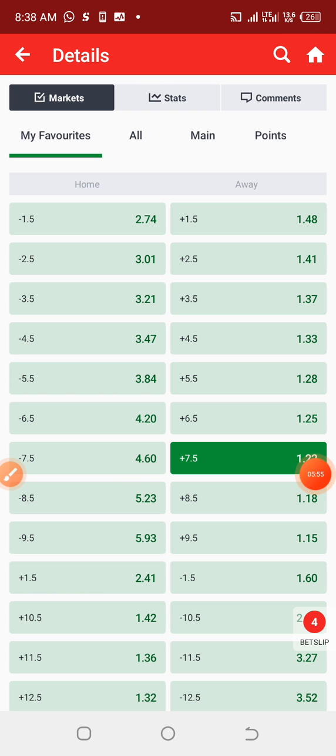So currently we are having +7 for the away team, which means the home team must not exceed that 7 points. But if you want to play more safe, we have another option which is +9.5, but the odd is kind of 1.15. So that's how it works. So let us check another game. Probably we are going to get something out of it.